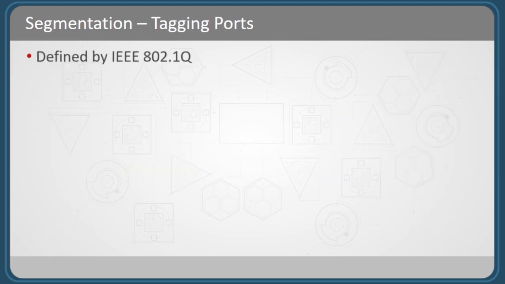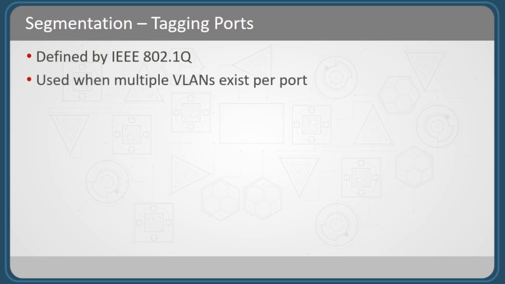Now, tagging ports is defined by what's known as the IEEE 802.1Q specification. You might be familiar with IEEE 802.11 for wireless communications. That's just a task force that, in essence, defines the rules of many types of network communication. So you can search this up for a full definition, but it's used when multiple VLANs exist per port. And that, again, goes back to what I was just talking about a minute ago, multiple switches with multiple VLANs.